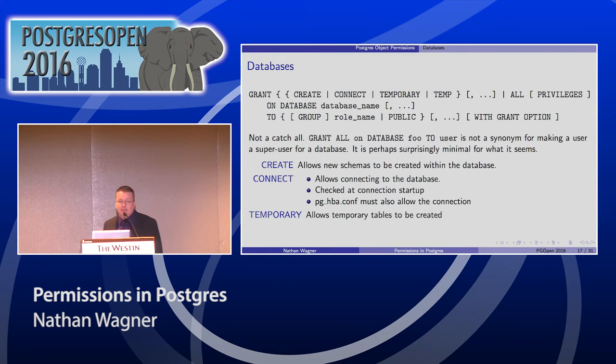The 3 privileges on the databases actually don't do a whole lot. I mean, they're necessary, but the create privilege on the database, the only thing it does is allow the user to create new schemas. The connect permission on the database just allows the user to connect. This is checked at connection startup, and the restrictions in the pg_hba.conf must also be met in order for the user to log in.